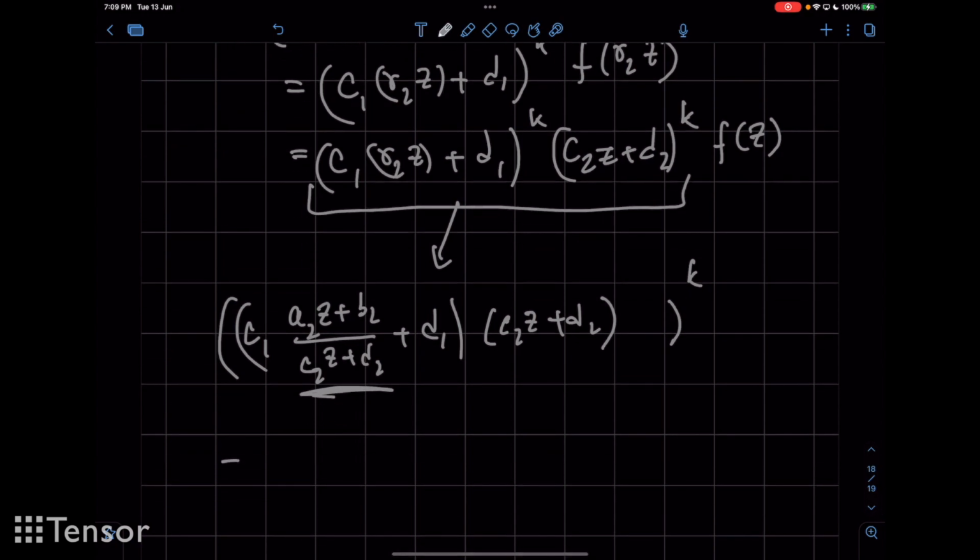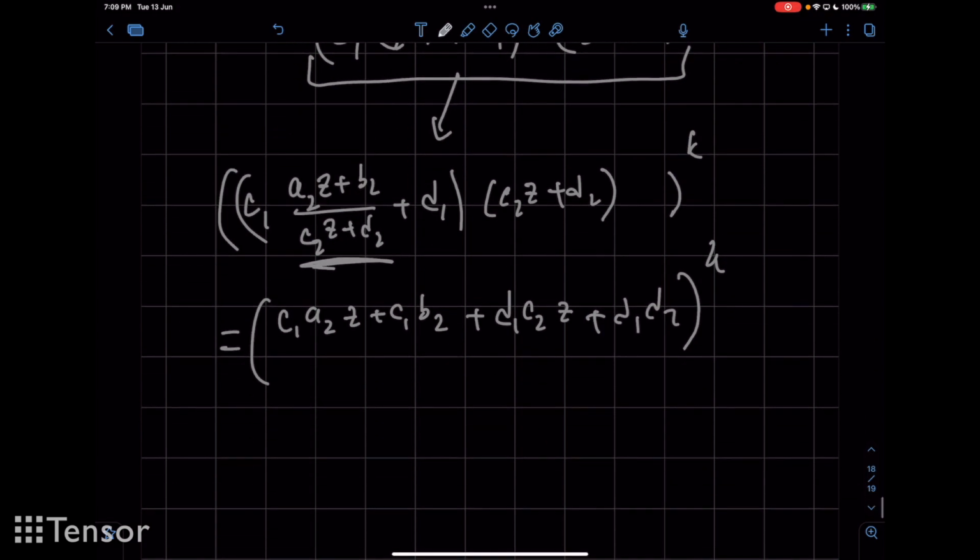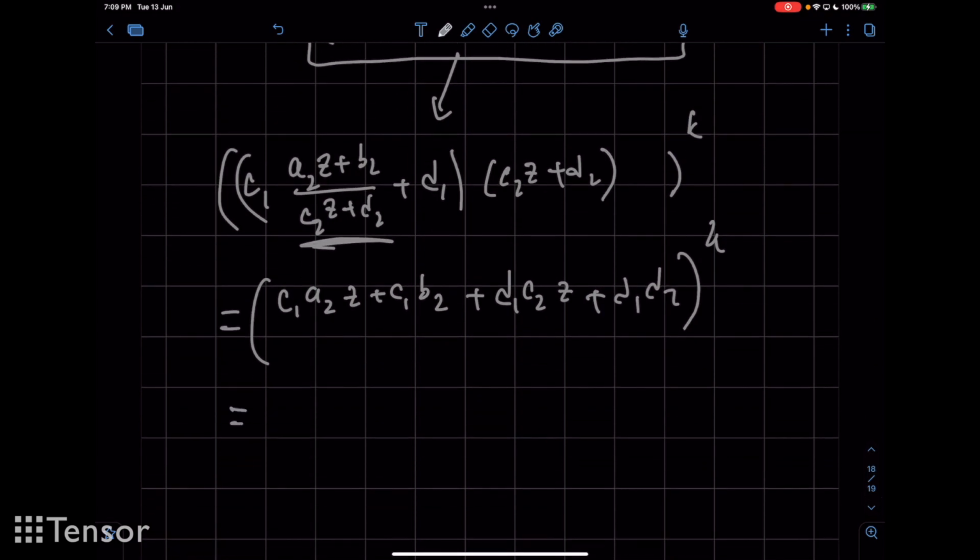If we carry out this multiplication, what do we get? We get C1 A2 z plus C1 B2 plus D1 C2 z plus D1 D2. Is that right? We can rearrange this as (C1 A2 + D1 C2) z plus (C1 B2 + D1 D2).